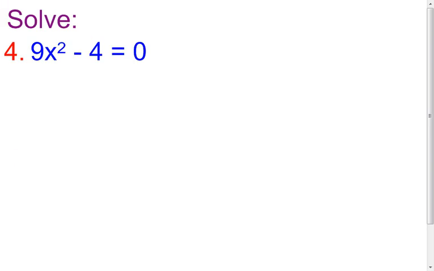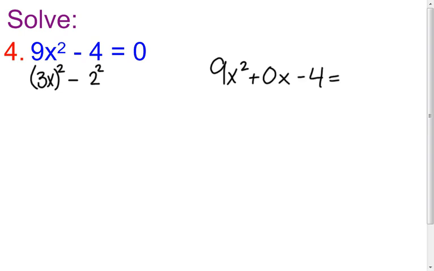Okay, here's another one. I'm going to do this the shortcut way. Notice that 9x squared, 9 is 3 squared. X is x squared. So this is really 3x squared, and 4 is really 2 squared. So do you see how it's a quantity squared minus a quantity squared? You can think of this as 9x squared minus or plus 0x, doesn't matter if it's plus or minus 4, if you need to, go ahead and do that.